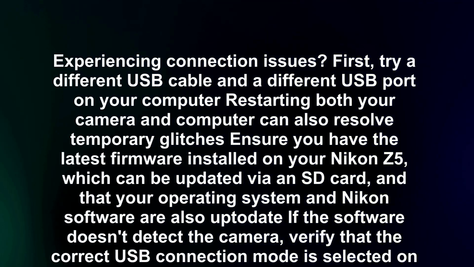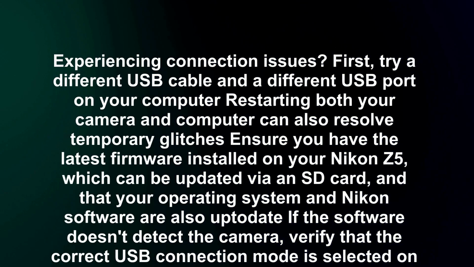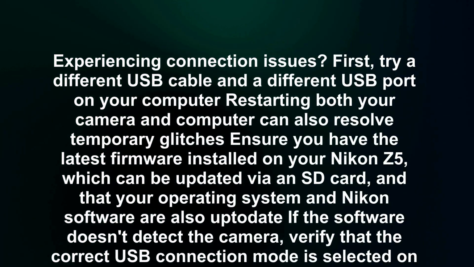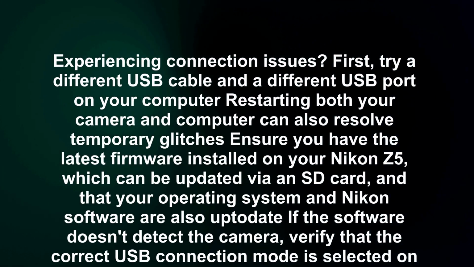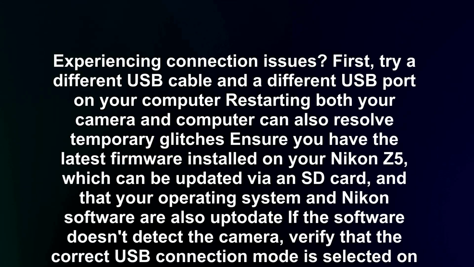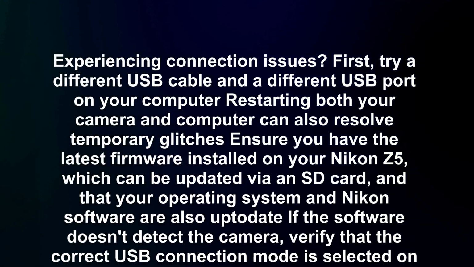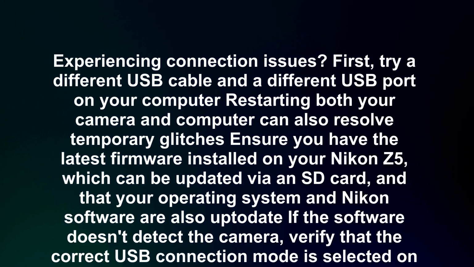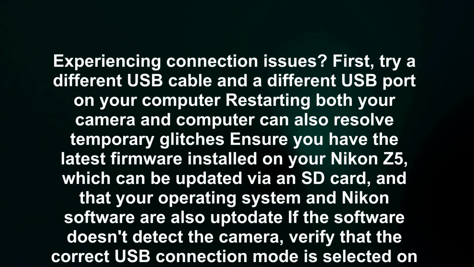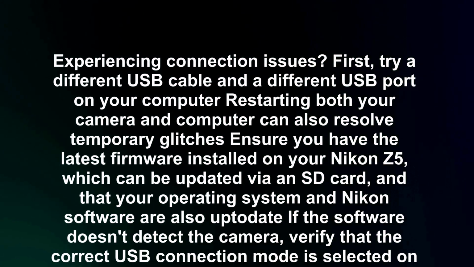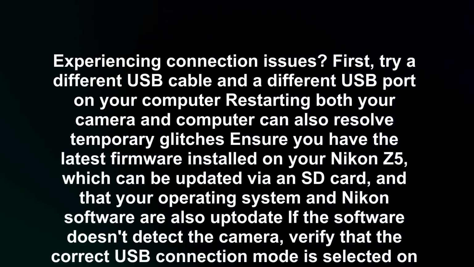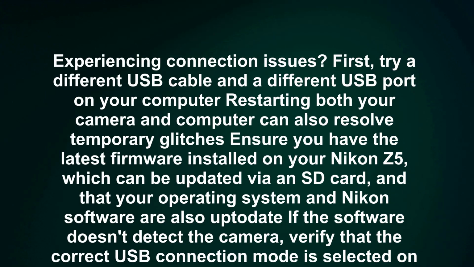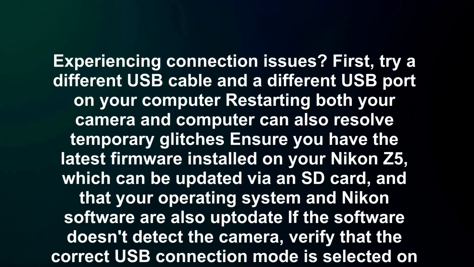Experiencing connection issues? First, try a different USB cable and a different USB port on your computer. Restarting both your camera and computer can also resolve temporary glitches. Ensure you have the latest firmware installed on your Nikon Z5, which can be updated via an SD card, and that your operating system and Nikon software are also up to date. If the software doesn't detect the camera, verify that the correct USB connection mode is selected on the camera.